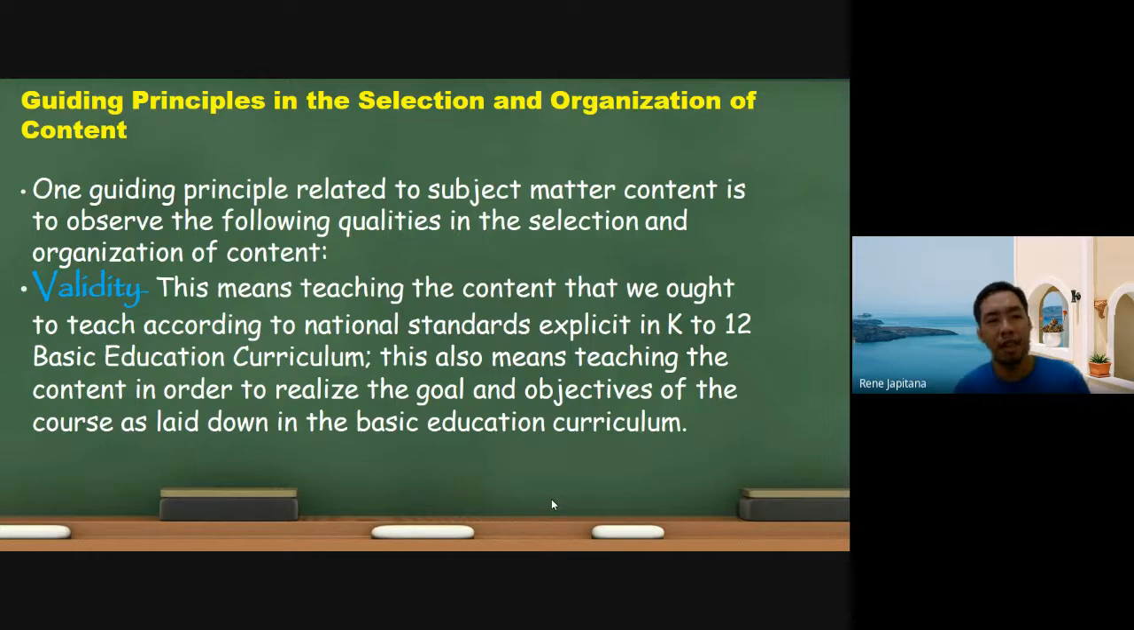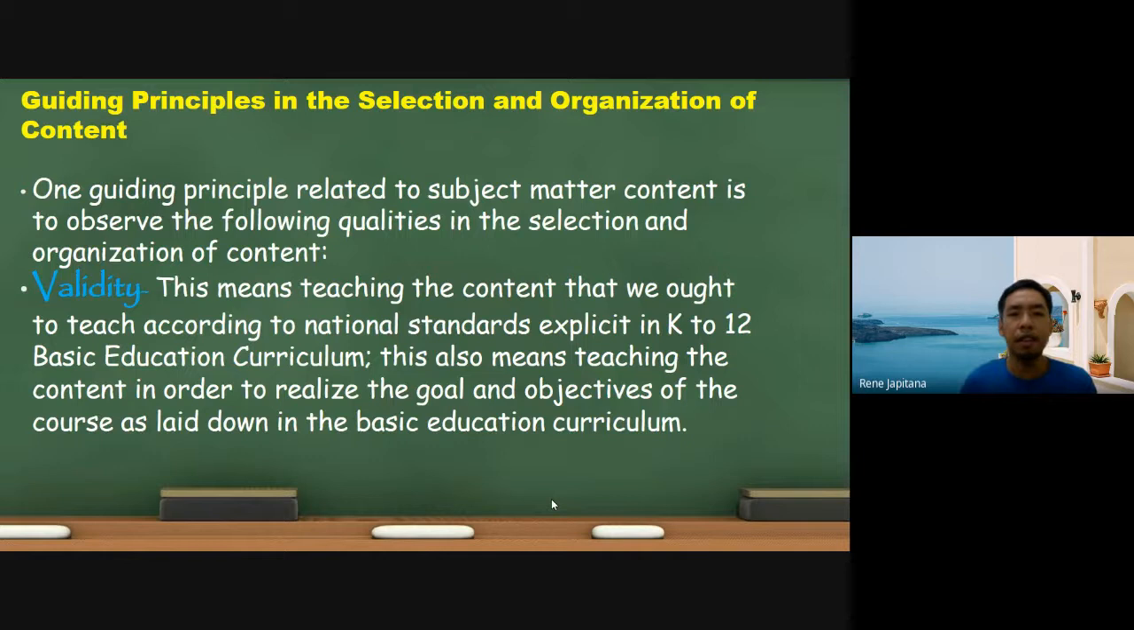Validity of the content. Now, it is related to the law of learning, which is the law of readiness. We could not teach a certain skill to our learners when they are not yet ready, or their skills before that are lacking. So therefore, we need to choose proper content and organize proper content to deliver to our learners. So number one is validity. I repeat, validity. What does it mean?